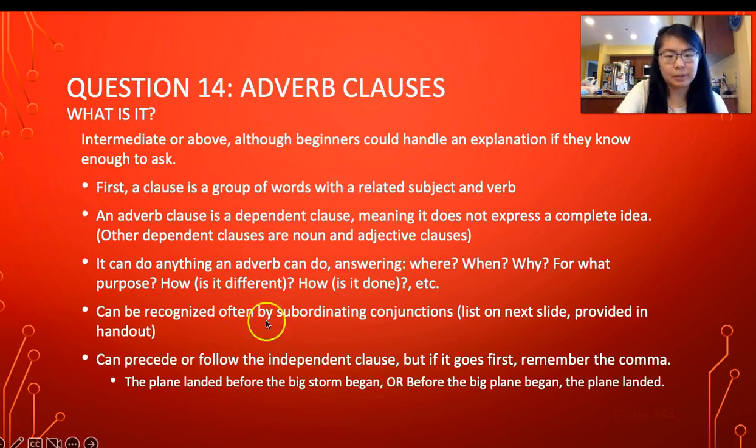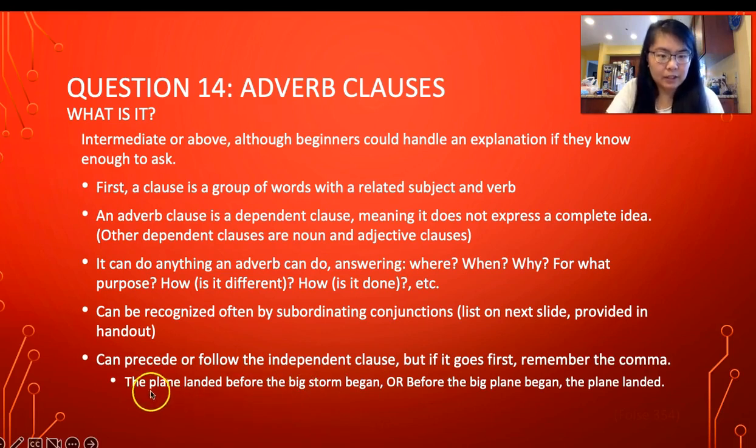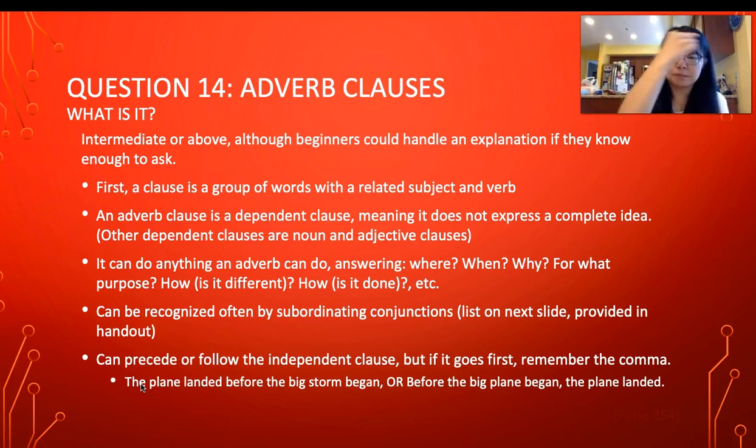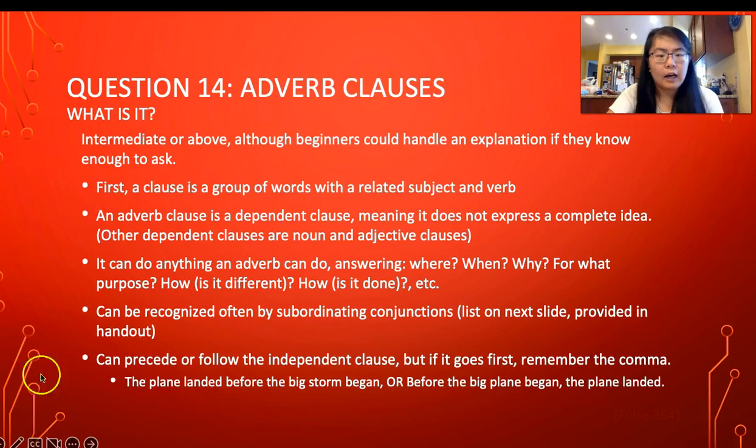So, an example: the plane landed before the big storm began. The independent clause is the plane landed. That expresses a complete thought. It has a subject and a verb. Plane landed. It also has a definite article. So the plane landed. When did it land? It landed before. Before when? The big storm began, or before the storm even began.